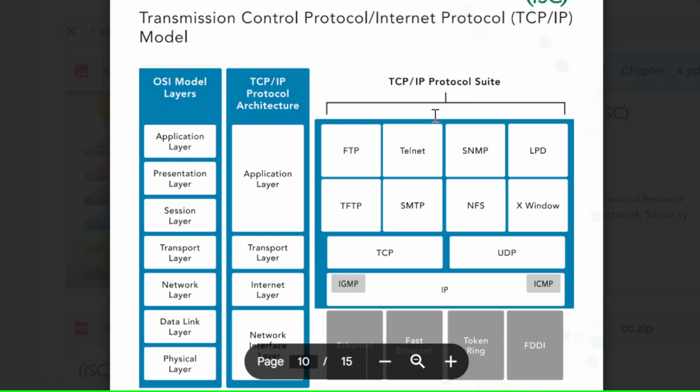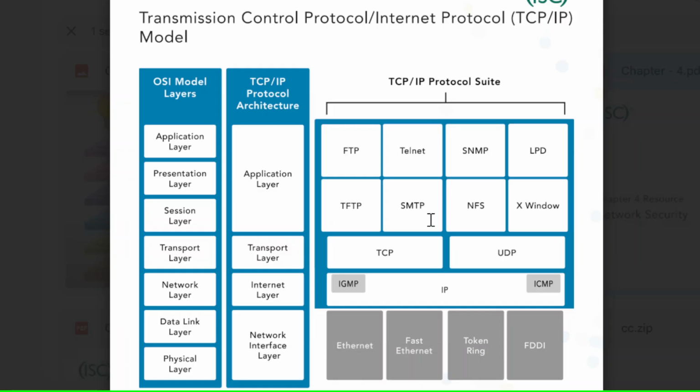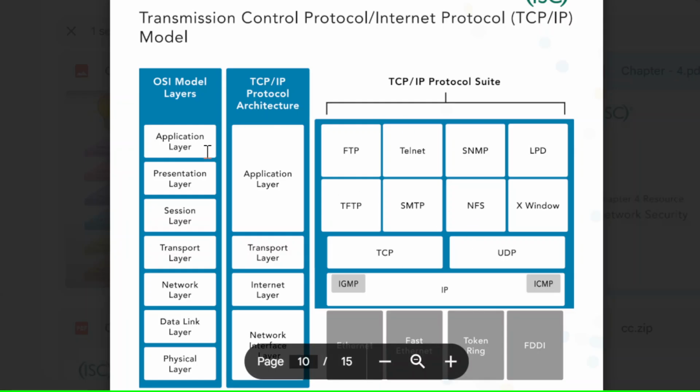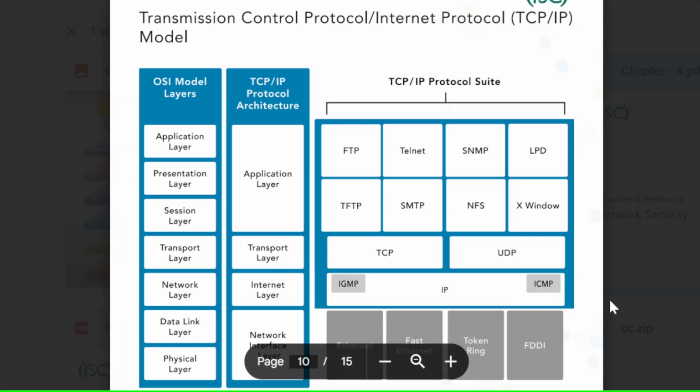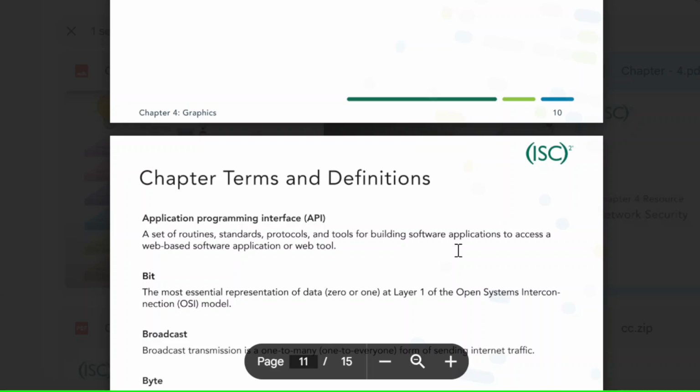Then we have the TCP/IP protocol suite. Under this we have FTP, Telnet, SNMP, LDAP. These are the protocols used in those layers. Then TFTP, SMTP, NFS, X Windows. Under this we have TCP, UDP. Then IGMP, IP, ICMP, and Ethernet, Fast Ethernet, Token Ring, and FDDI. So now you have clarity on what type of protocols is used in what type of layer.